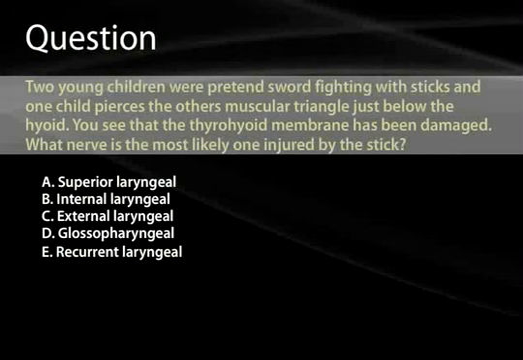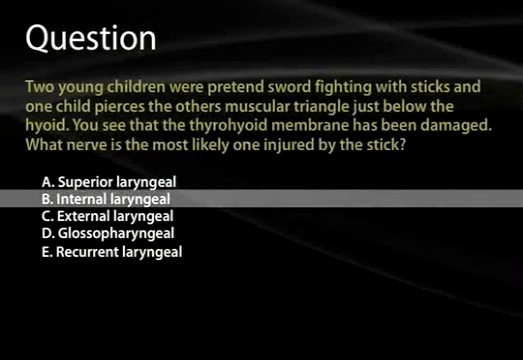So this is going to be just below the hyoid, which means that it's going to be infrahyoid. It's going to be piercing through the thyrohyoid membrane, and the superior laryngeal nerve has a branch that will then come down and divide into an internal laryngeal and an external laryngeal. The internal is so named because it pierces through the thyrohyoid membrane, so this would be the answer because it's the one that's going to be closest to the piercing region.